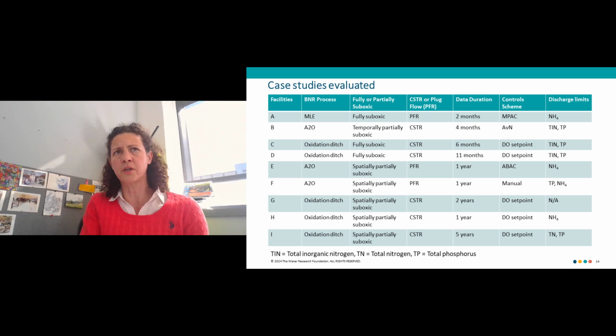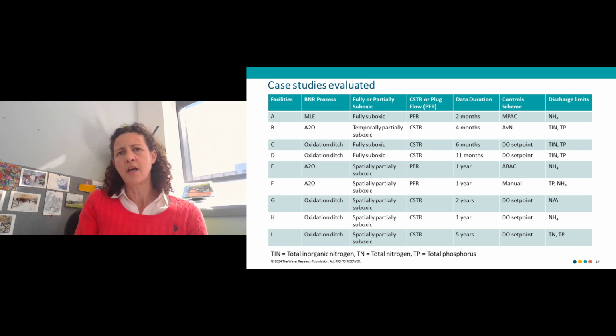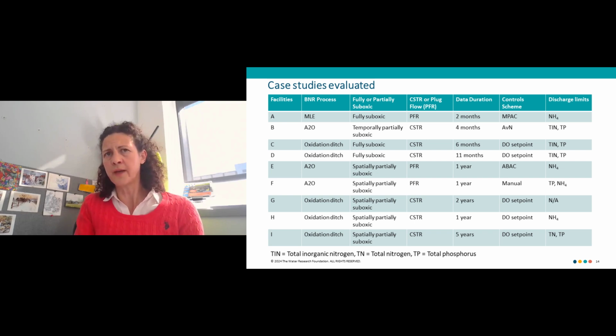You see that here, whether we call them fully or partial suboxic. Some of these were oxidation ditches. We call them here complete stirred tank reactors, CSTRs, and several were flow-through reactors. And then we asked them for long-term data, whatever they were able to share with us while they were in this low DO operation, to draw some empirical assessments on process performance and effluent quality.